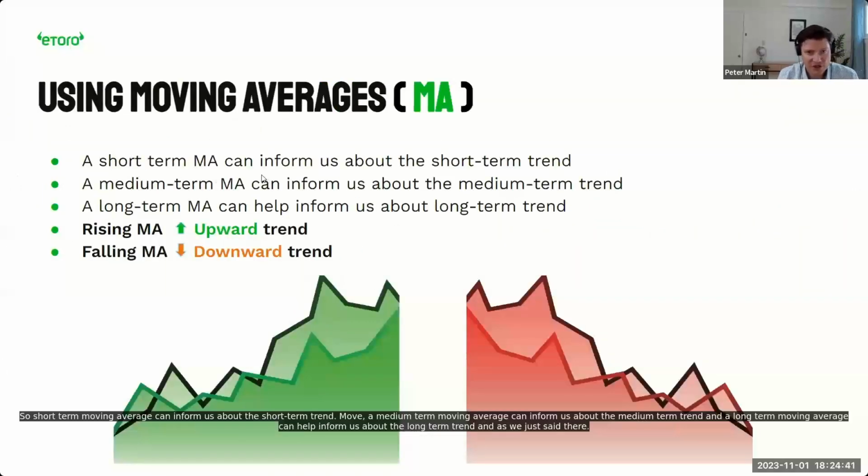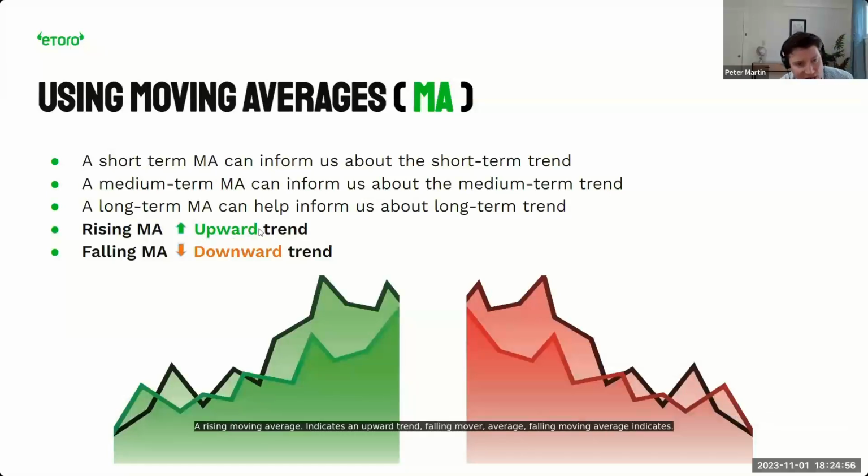So a short-term moving average can inform us about the short-term trend. A medium-term moving average can inform us about the medium-term trend, and a long-term moving average can help inform us about the long-term trend. And as we just said, a rising moving average indicates an upward trend. A falling moving average indicates a downwards trend. And as these points say, the length of the moving average is telling you about the length of that trend. So if we see an upward short moving average, it doesn't mean that the overall longer trend is upwards, just that the shorter trend is up.